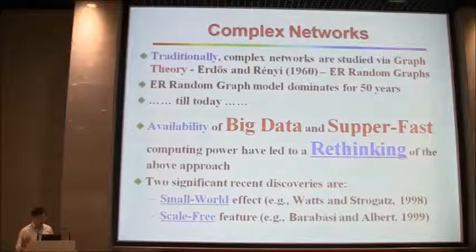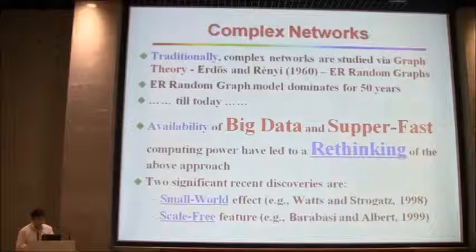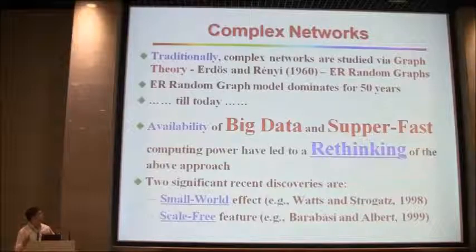In this background, there are two significant discoveries. The first is in 1998: the famous small-world effect. And then in 1999, the scale-free phenomenon. Over the last few years, much research on complex networks, focusing on nonlinear phenomena, control and the evolution of complex networks, has basically followed this line.